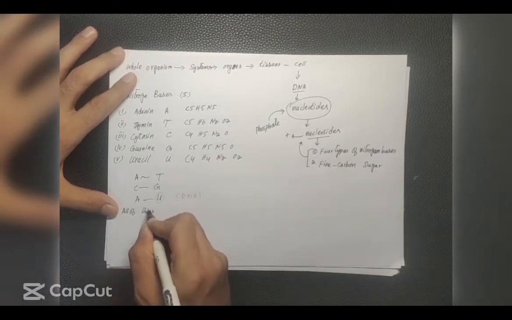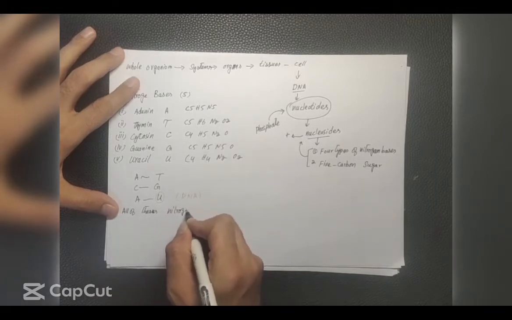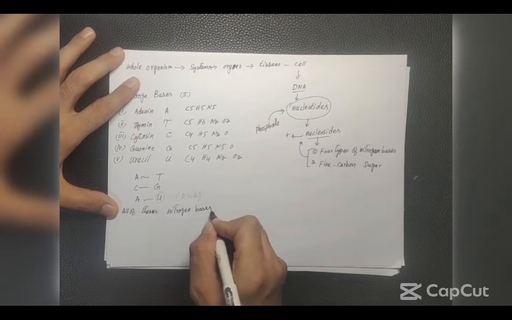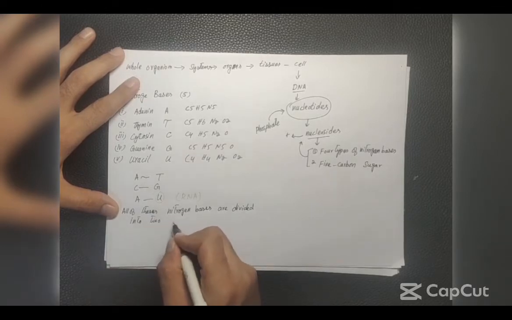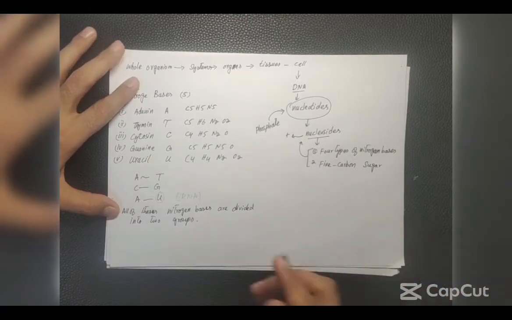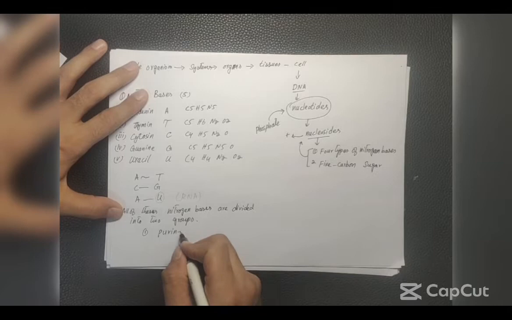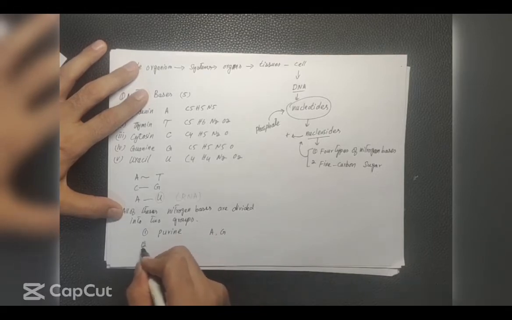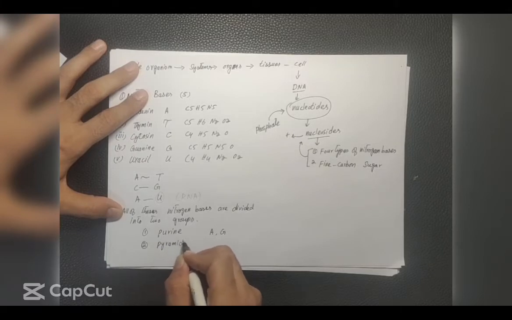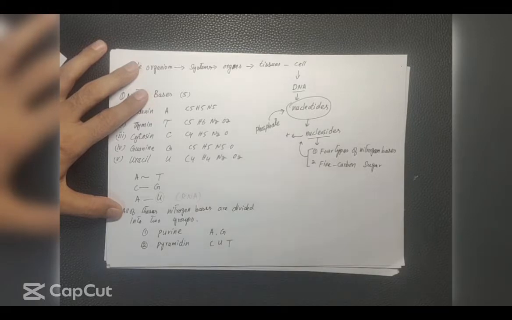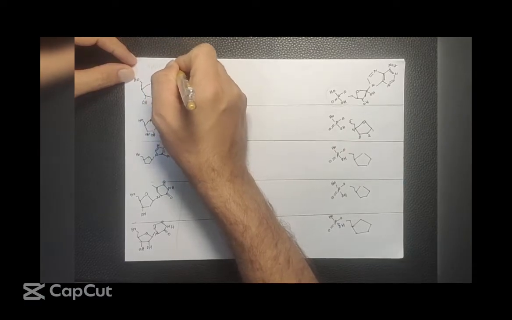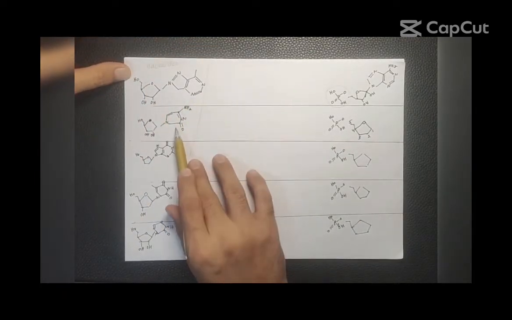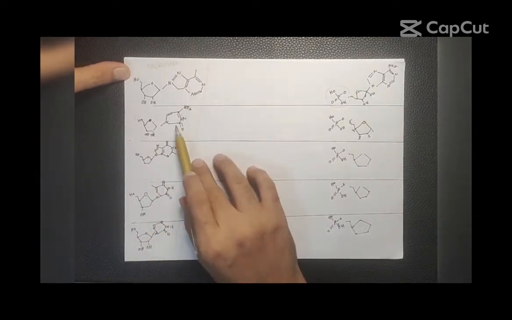All of these nitrogenous bases are divided into two groups. Number one is purine, A and G. Number 2 is pyrimidine, that is C, U, T. CUT means cut one ring. Yeah, CUT, cut one ring. Now the nitrogen base plus sugar is a nucleoside. So this is double ring, single ring, double ring, single ring, and single ring.